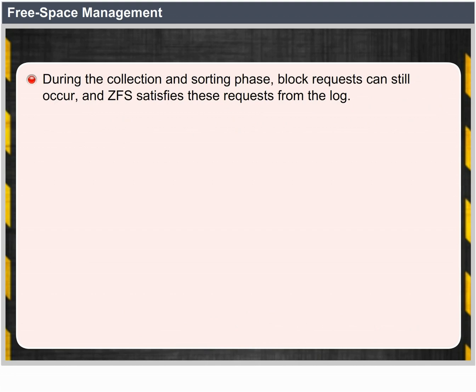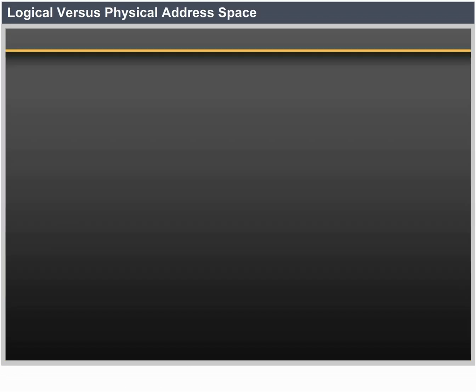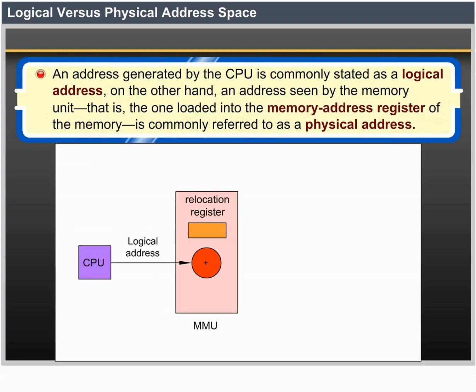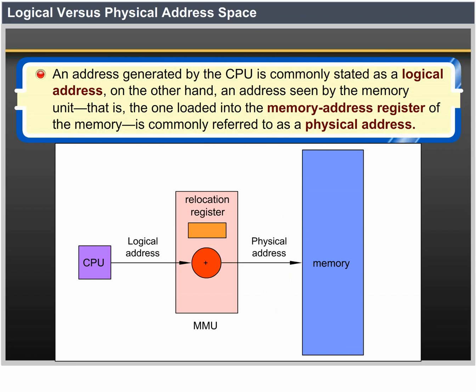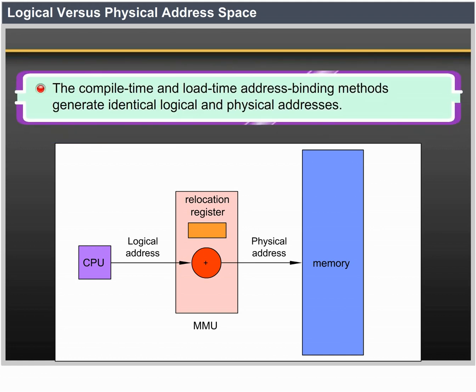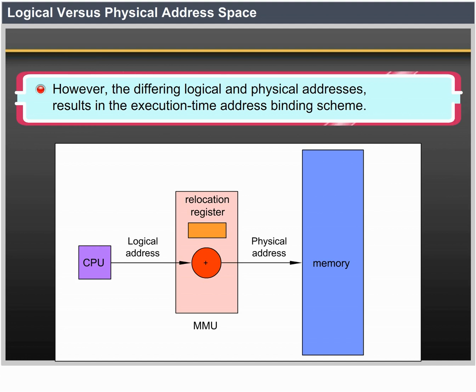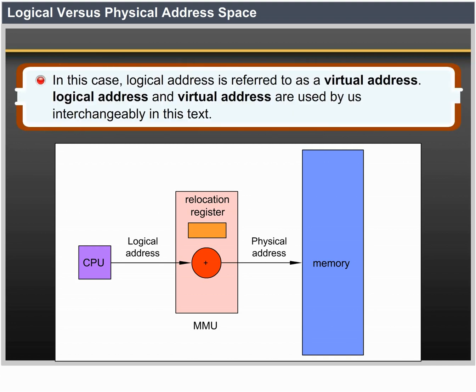Logical versus physical address space. An address generated by the CPU is commonly referred to as a logical address, whereas an address seen by the memory unit, that is, the one loaded into the memory address register of the memory, is commonly referred to as a physical address. The compile time and load time address binding methods generate identical logical and physical addresses. However, the execution time address binding scheme results in differing logical and physical addresses. In this case, we usually refer to the logical address as a virtual address. We use logical address and virtual address interchangeably in this text.